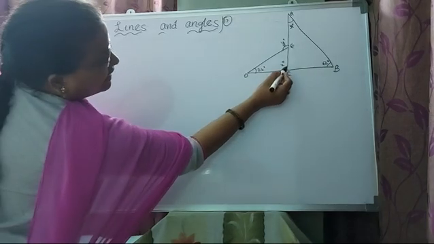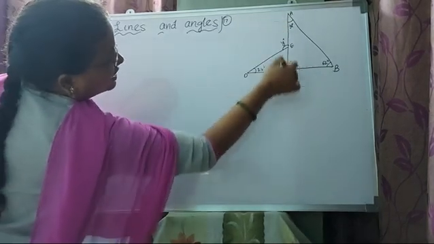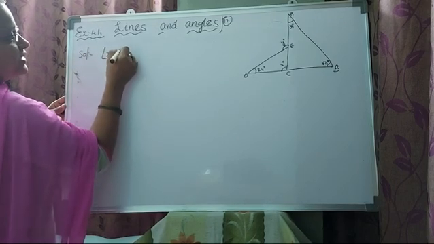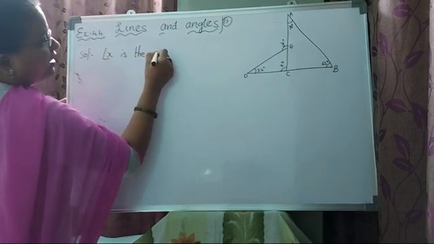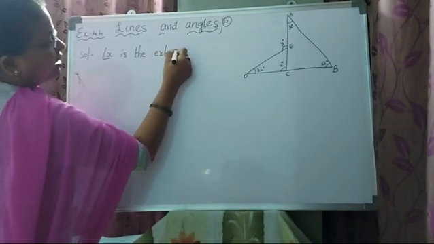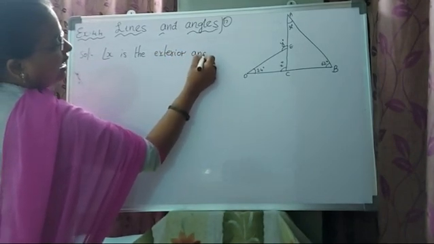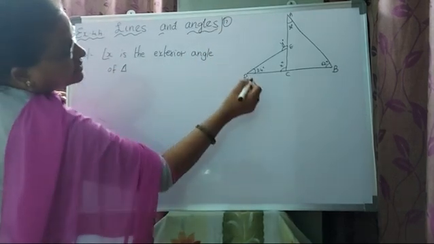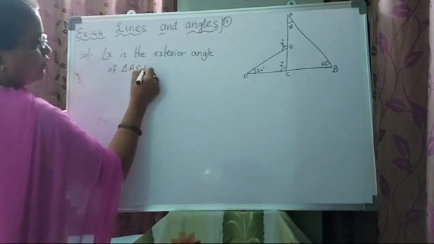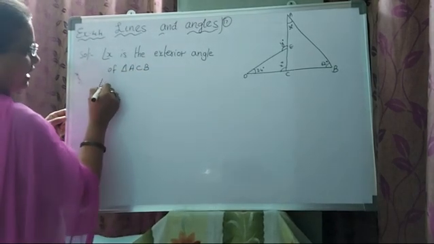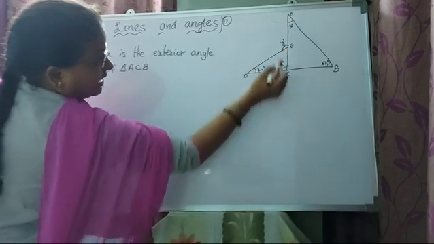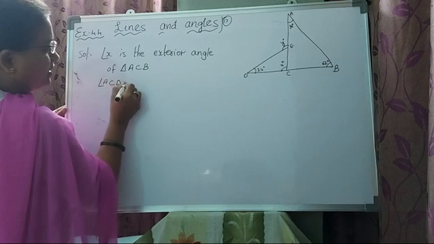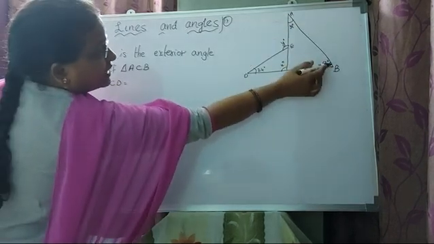See, angle X is the exterior angle of triangle ABC. Angle X is the exterior angle of triangle ACB. So angle ACD is equal to the sum of the opposite.